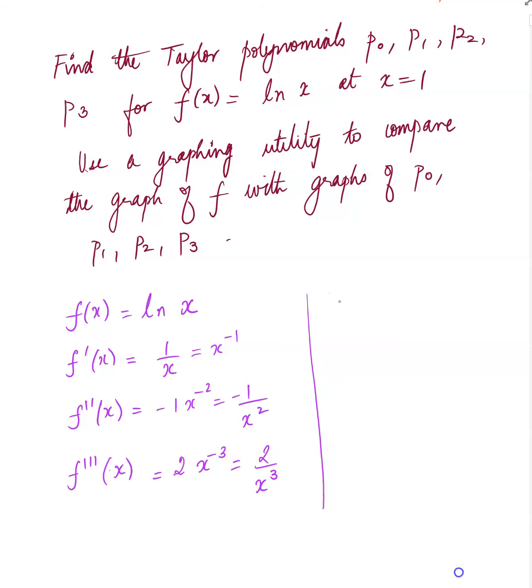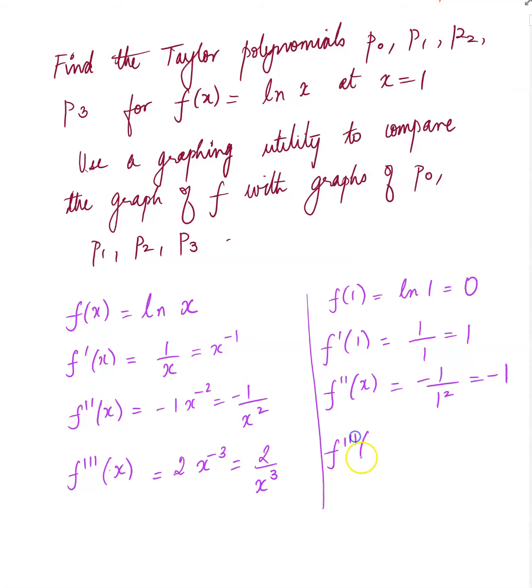And on this side, let's find out when x is 1, because that's given in the problem, right? x is 1. ln 1, we know that is 0. f prime of 1, plug in where x is 1, so that's 1. f double prime of 1 is negative 1. f triple prime of 1 is 2 over 1 cubed, which is 2. Okay, we got all these things.